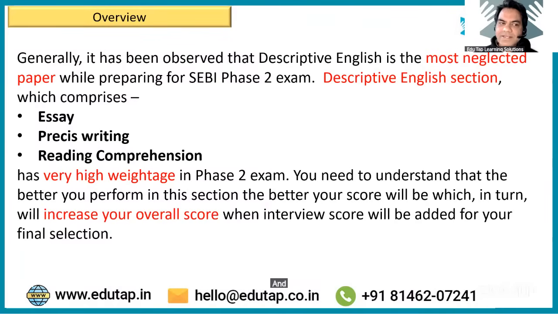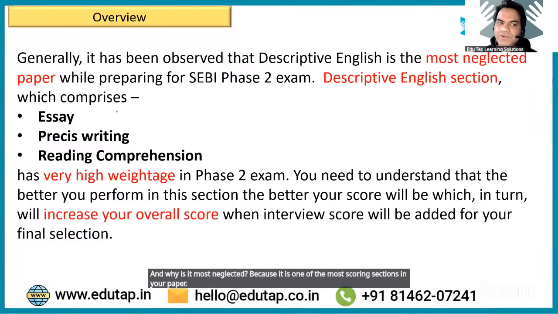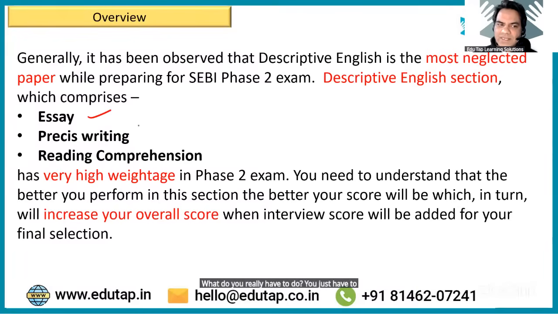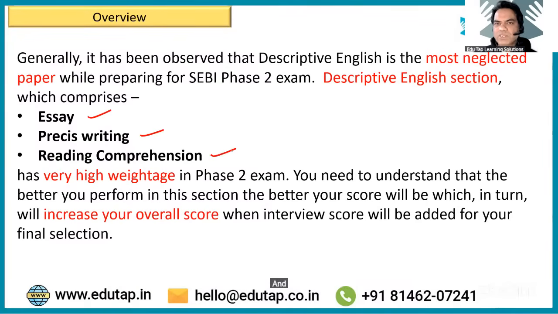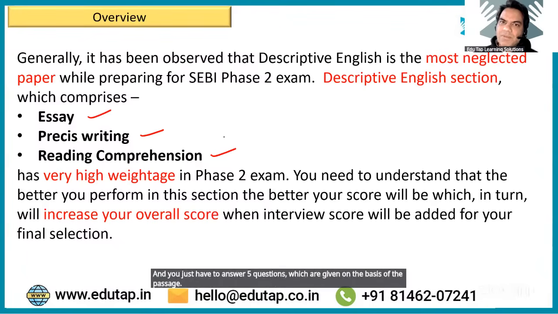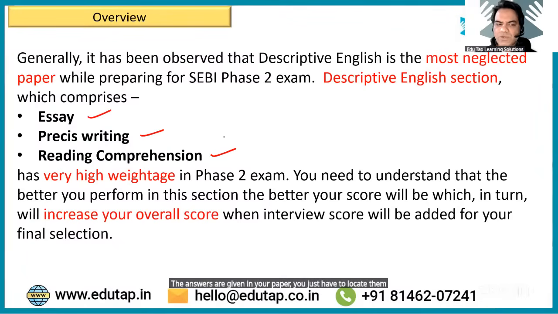And I know that that is why descriptive English is the most neglected paper. And why is it most neglected? Because it is one of the most scoring sections in your paper. What do you really have to do? You just have to write a 250 word essay. You just have to write a 120 word précis, and you just have to answer 5 questions, which are given on the basis of the passage. The answers are given in your paper. You just have to locate them and reframe them in your own words.